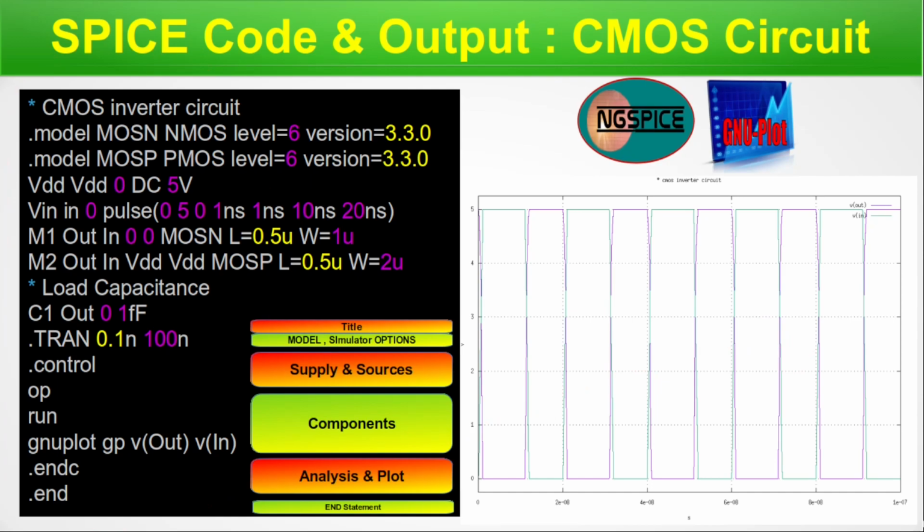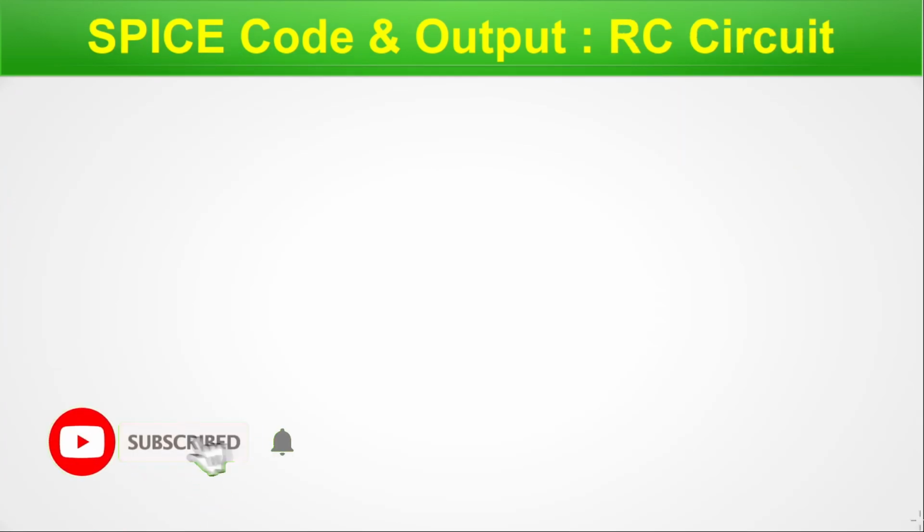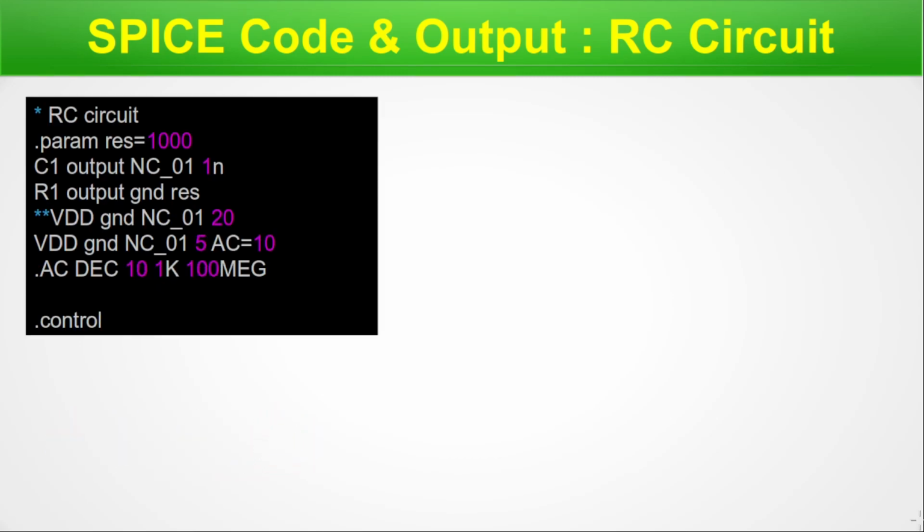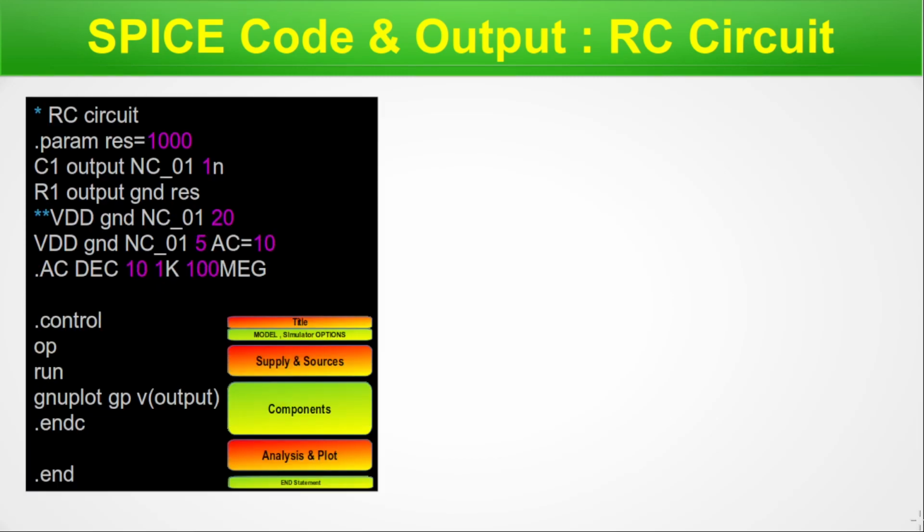Let us move on to the next example. Here we have the spice code of an RC circuit. Now let me display the code, and let me segregate the different sections. So this is the title, which goes for this particular title part. Now we don't have model sections, but we have some simulator options. That is the param is here, right?